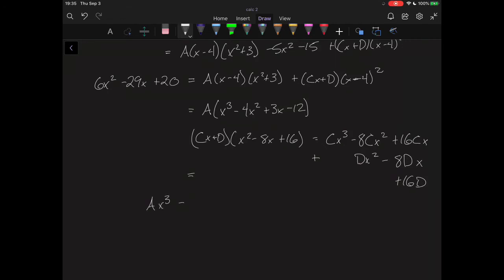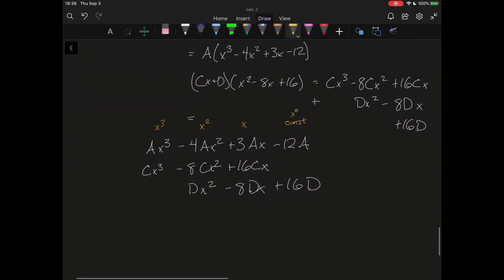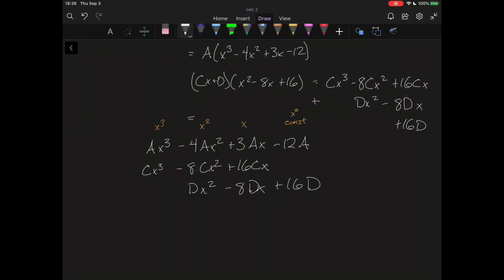And so when we do this all out, we get ax cubed minus 4ax squared plus 3ax minus 12a. And then we have cx cubed minus 8cx squared plus 16cx. And then we also have dx squared minus 8dx plus 16d. And as you can see, the way I've written it out, we actually have our x cubed column, an x squared column, an x column, and a constant column, which we could call x to the 0. So now all we have to do is set these things equal to 6x squared minus 29x plus 20.